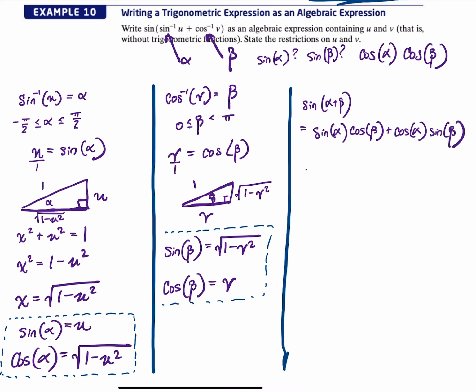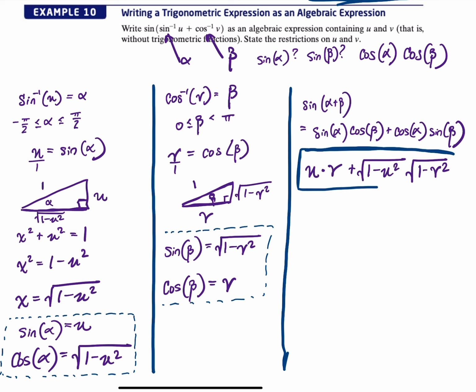Sine of alpha is u, cosine beta is v, plus the cosine of alpha is the square root of 1 minus u squared, and the sine of beta is the square root of 1 minus v squared. And the text leaves it like that. We could technically multiply these square roots by each other and get a single square root, but they probably think it's nicer. It'll become more complex inside a single square root, so we can stop here.